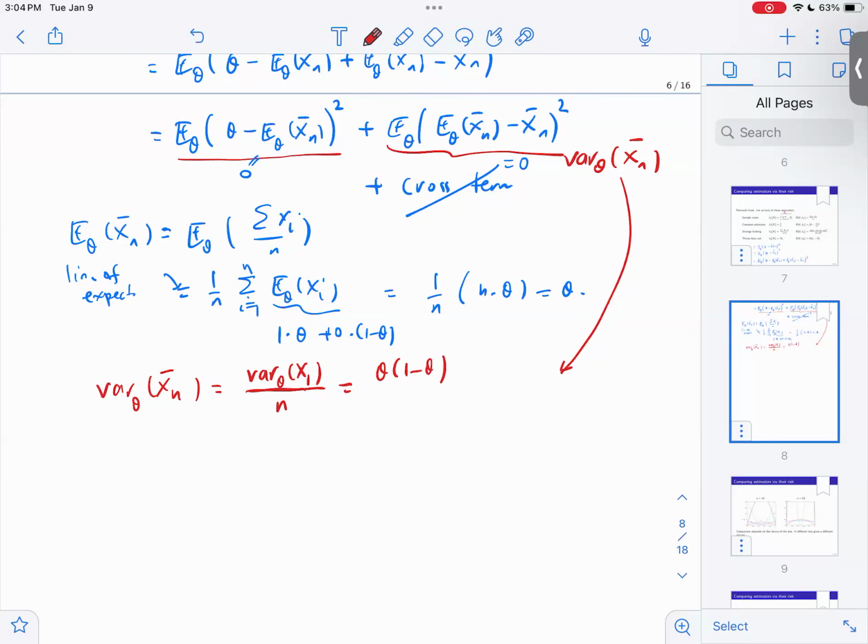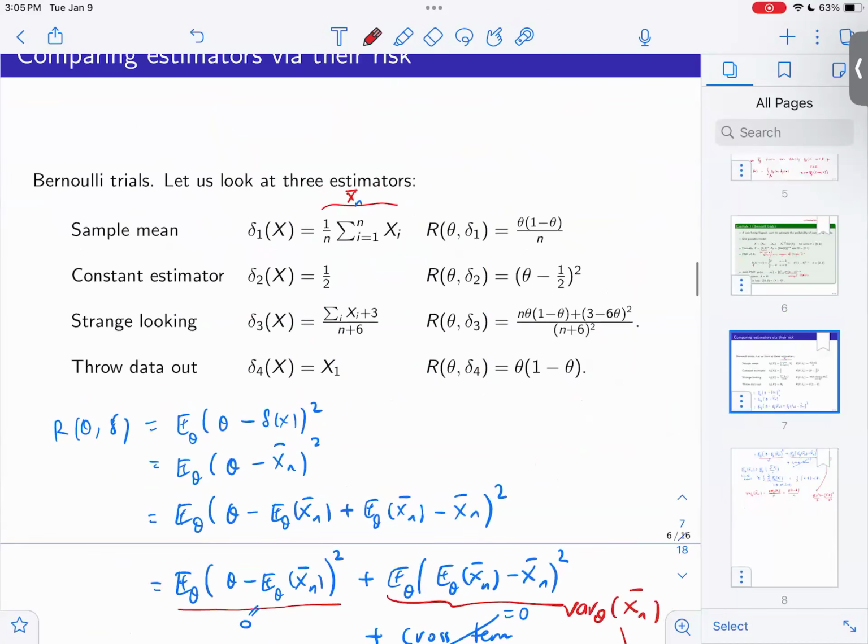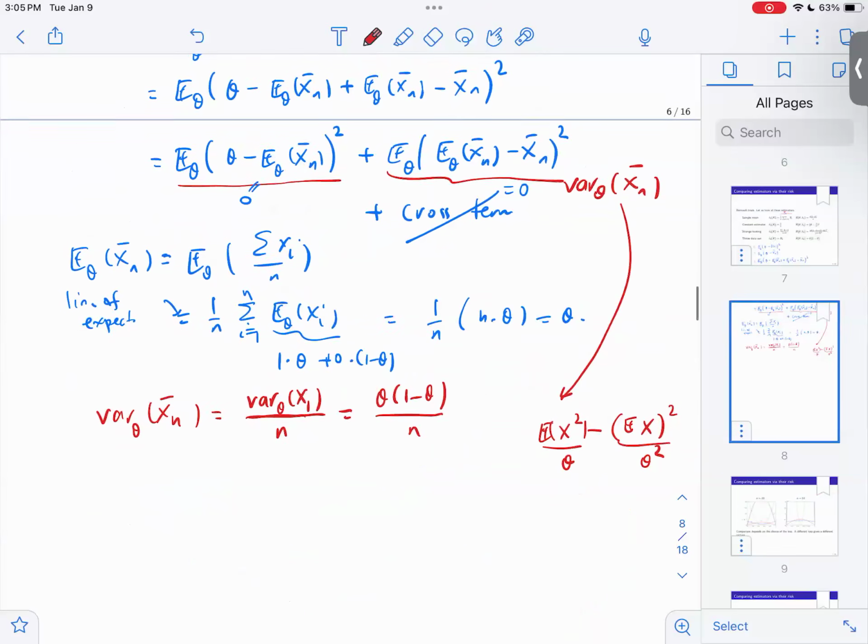How do we do that? The variance is the expectation of x squared minus the square of the expectation of x. But x squared is just x because it's Bernoulli, so the first term is theta, and the second is theta squared. So you get theta times 1 minus theta. This divided by n is the risk. The quadratic risk of the sample mean is just the variance of the sample mean, which is the variance of a single observation divided by n. So this is a fast way of doing it.